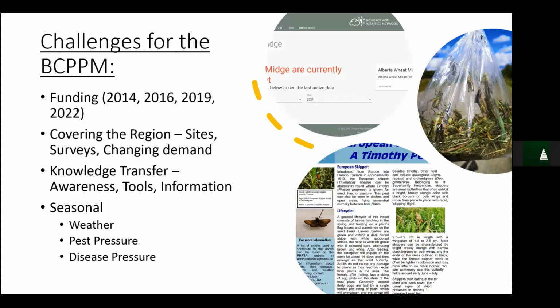And then the other one is knowledge transfer. We are always trying to create tools or raise awareness of insects in the area for farmers, help with some identification and information as well. And then just those seasonal challenges that everyone faces: the weather and the ever-changing pest pressure and disease pressure, from weather or from how they migrate in through the season.